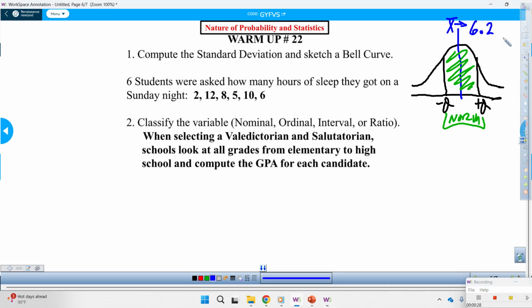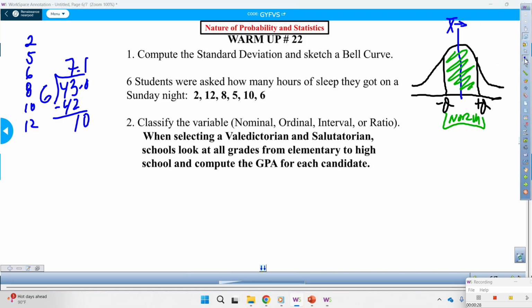6.2, hands if you got 6.2 for the mean. No? I see a disturbance in the force. 2, 5, 6, 8, 10, 12. Let's see, 20, 30, 41, 43. 43 divided by 6, that's 7.1. Hands if you got 7.1. Come on, people. I didn't even have a calculator. 7.1. All right.